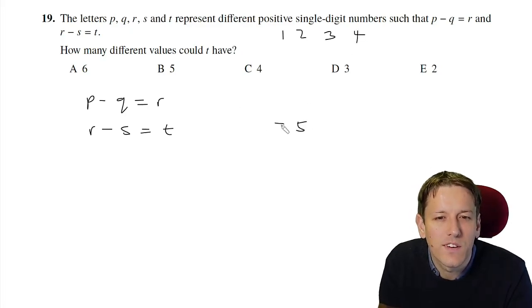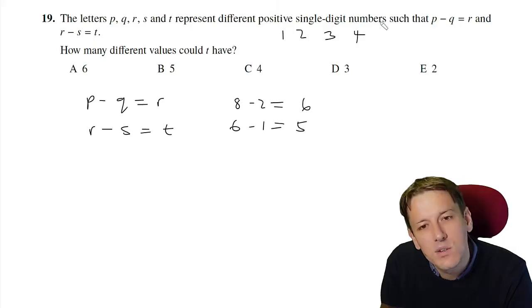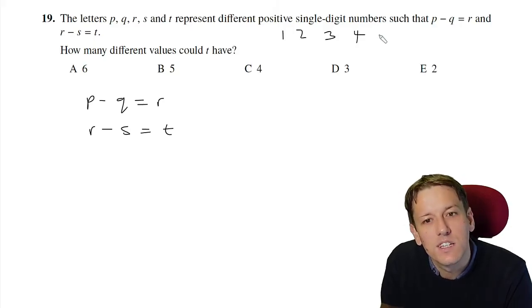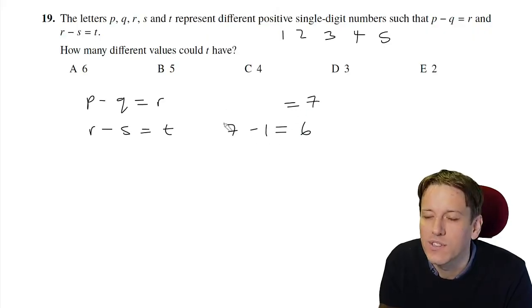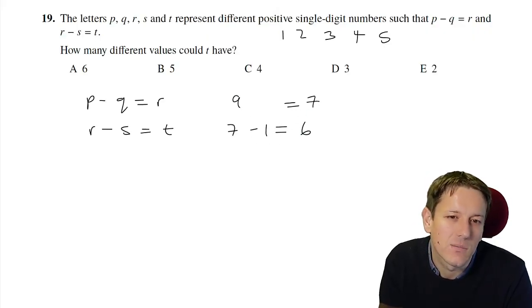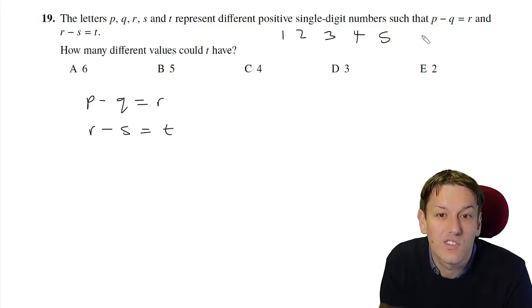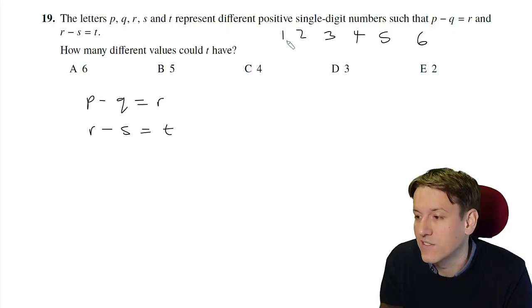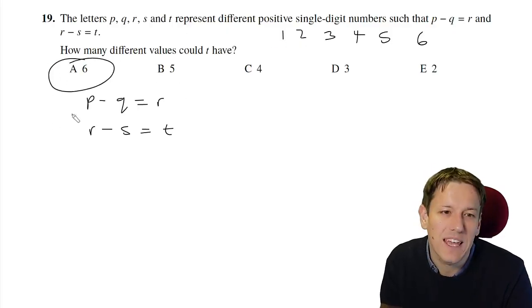If I want to do 5, again, let's do 6 minus 1, and then I need to make R equal 6, so I could do something like 8 minus 2 to make them all different, and so T equals 5 works. And when I try T equals 6, let's do 7 minus 1, I'd need to make R equal to 7, and then I could do something like 9 minus 2 to make them all different, and so 6 works as well. I can actually stop now because we found 6 values that work, and that's the largest possible answer here, so the answer must be A, 6.